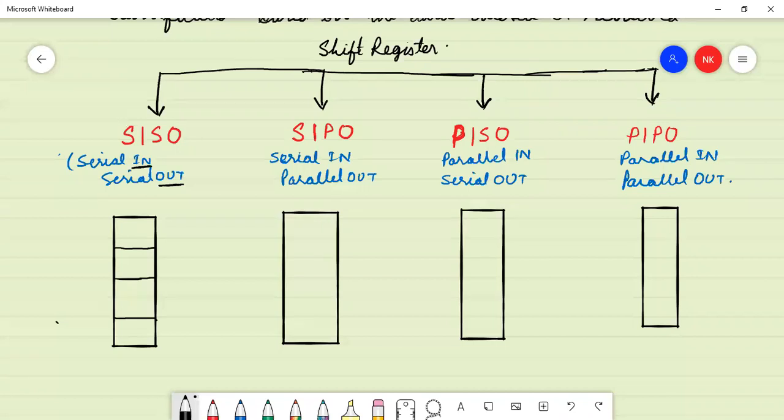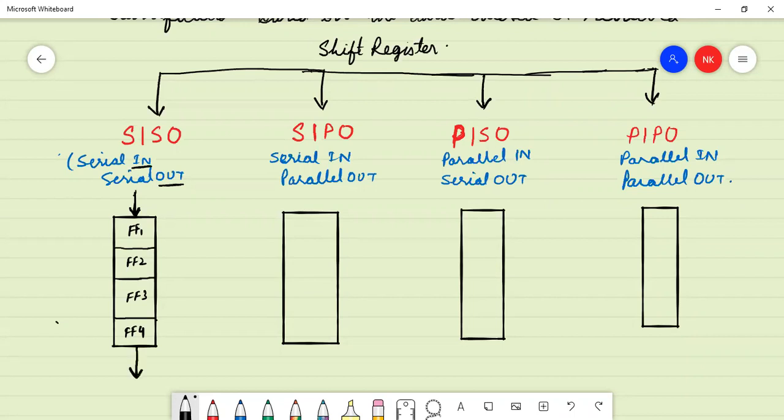So in the first case, serial in, serial out means what? If we are giving an input in the first flip-flop, so this is flip-flop 1, this is flip-flop 2, this is flip-flop 3, and this is flip-flop 4, then we put the data bits serially, and we will get the output serially.